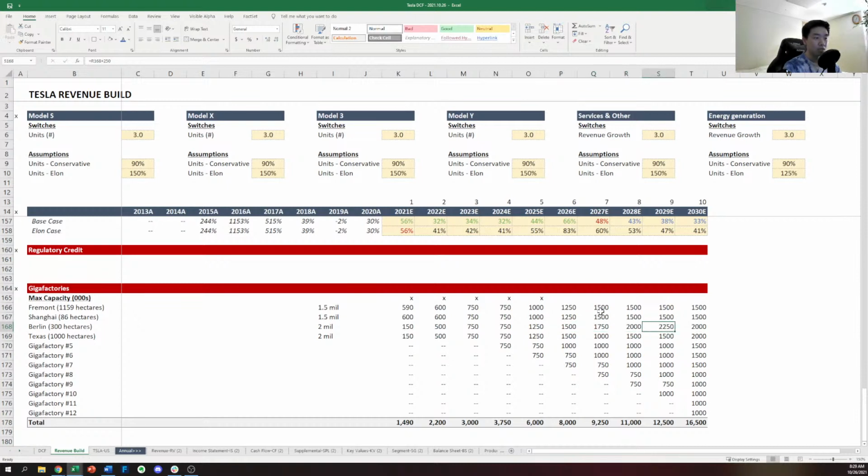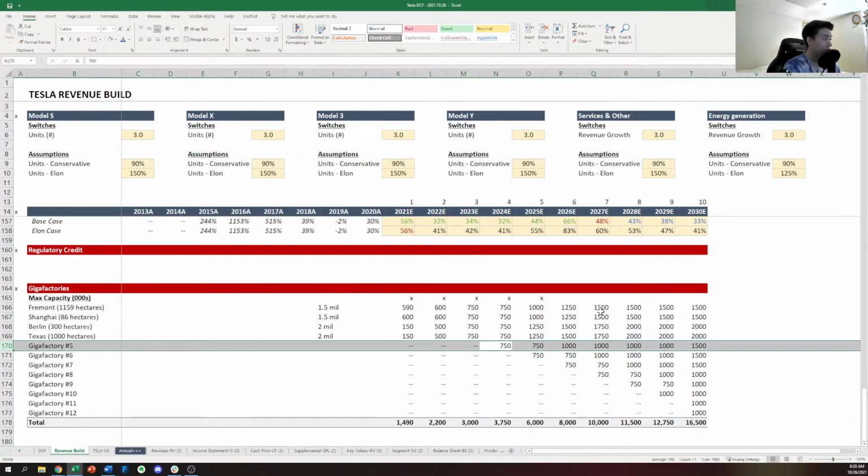Okay, once it gets to 2000, I'm gonna just keep it here. Do the same thing here. We're trying to get to that 20 million capacity number, and that gives us a rough estimate of what Tesla really needs to do to deliver 20 million cars a year. Okay, so 750. Okay, this is Gigafactory 5.